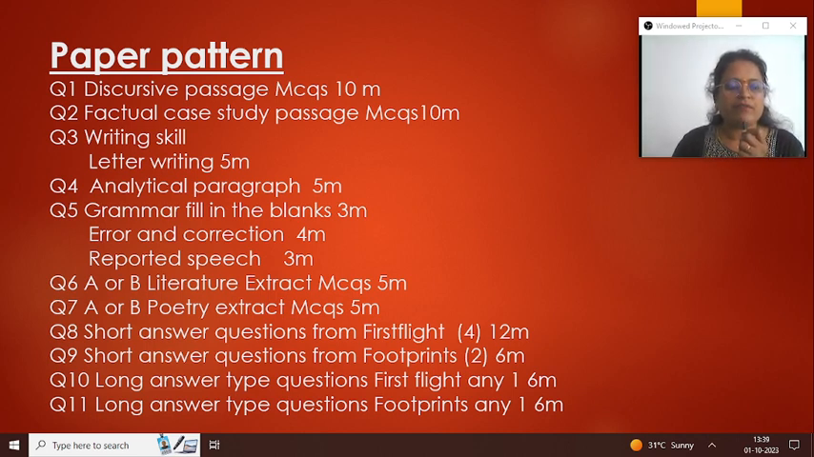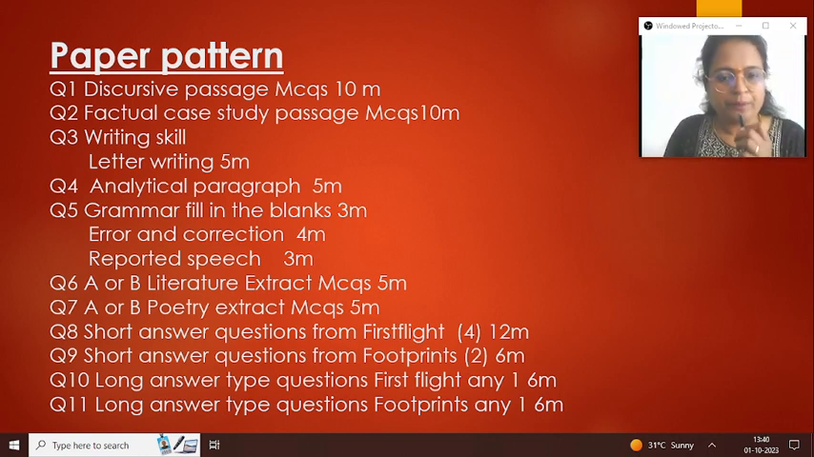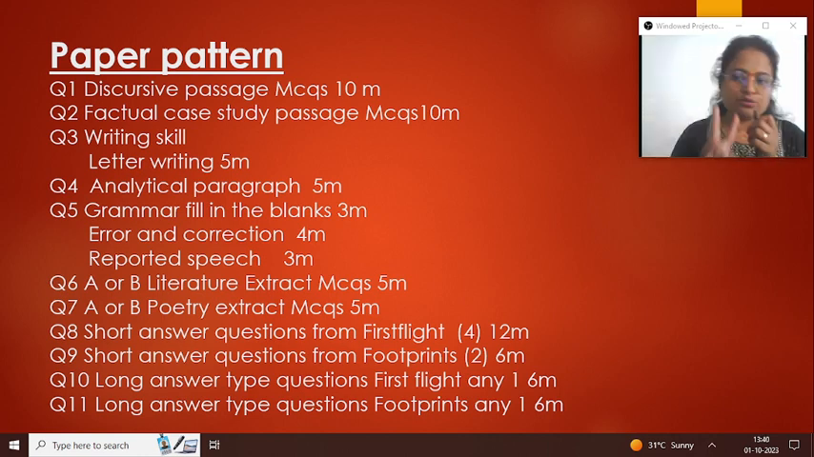Then the second one will be a factual case study passage, where they'll give you data, graphs, studies, it may be numericals, numbers and all, and that will again be MCQs, which will also be of 10 marks. So 2 passages, 10 marks each.